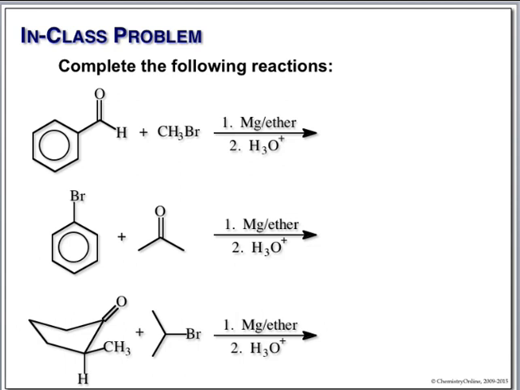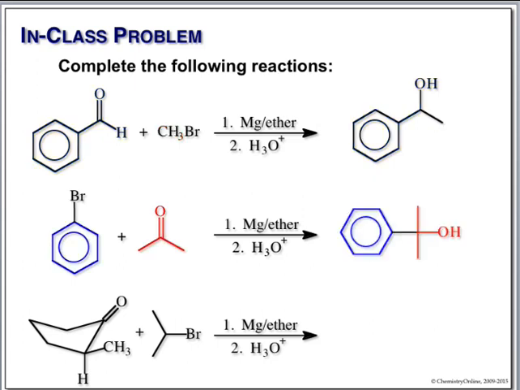In our first reaction here, our nucleophile is going to be the methyl anion. This is our alcohol product, and I've colored them just so that you can easily see. The methyl group from the Grignard added to the aldehyde carbon. In our next one, we're going to make phenyl magnesium bromide. That's going to be our nucleophile. It's going to add to the carbonyl carbon. Because we have a ketone, we made a tertiary alcohol.